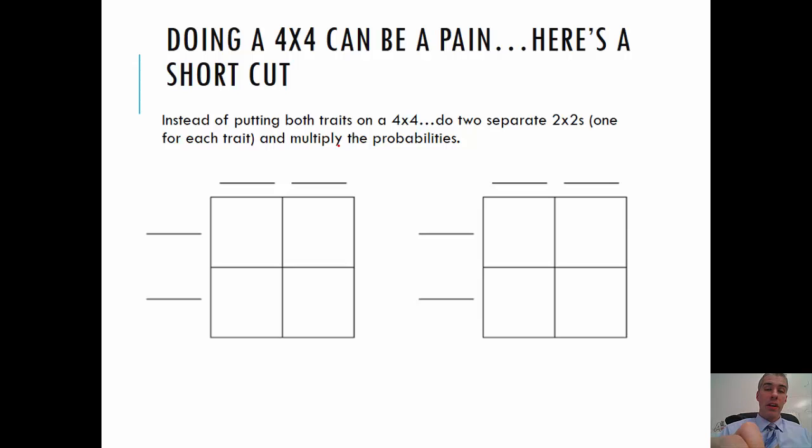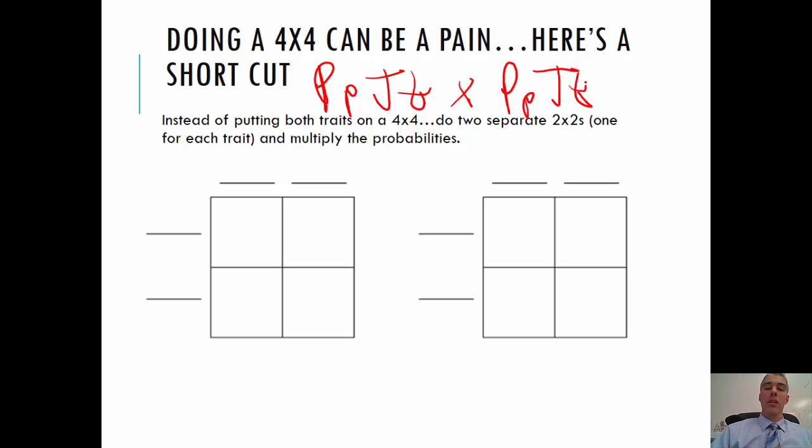So for example, we started with a big P, big P, big T, little t, crossed with a big P, little p, big T, little t. Remember, we have the same possible gametes here, but now we're just going to separate them out. So we're only going to look at the P trait here and only the T trait on this one. So what are the possible gametes?